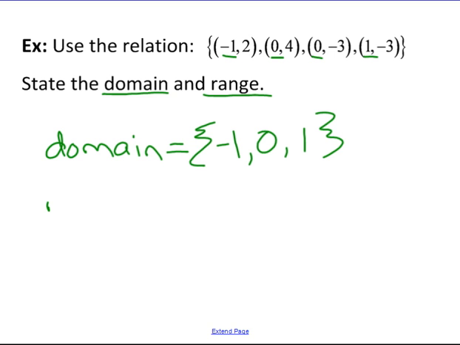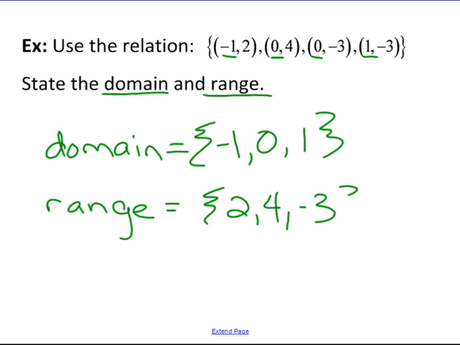The range, those are the y values. Again, we have a set, so we're going to have the braces. 2, 4, -3, and -3 again, so I don't have to write the -3 twice. Domain and range.